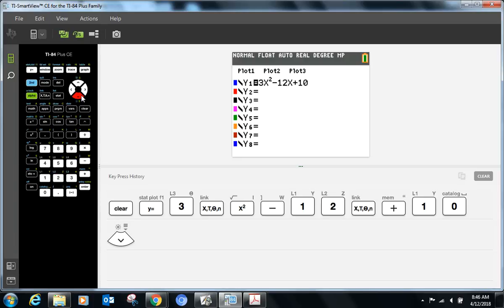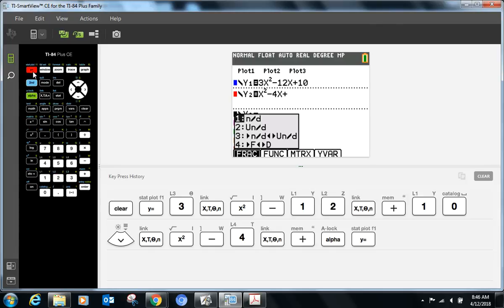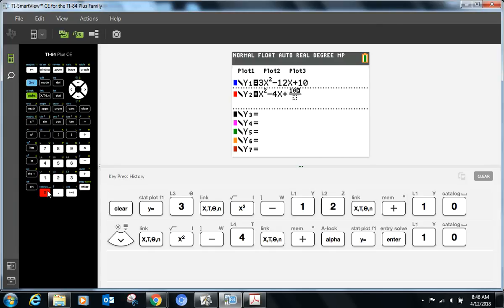Now, let's say you divided everything by 3. What would this one become? X squared. What would this one become? Minus 4x. And we're going to have to use our fraction template for the next one, because if I divided that by 3, it would become 10 over 3. So if you could get your fraction template out, alpha y equals, and put in 10/3. Are you familiar with your fraction template at this point in the year? Okay, I don't want to assume anything.